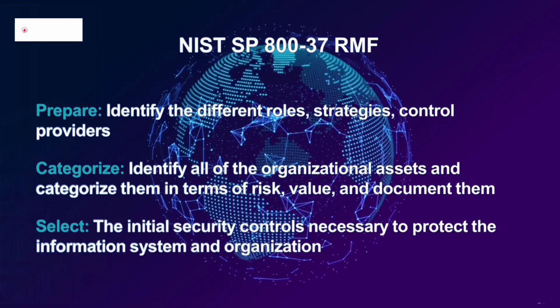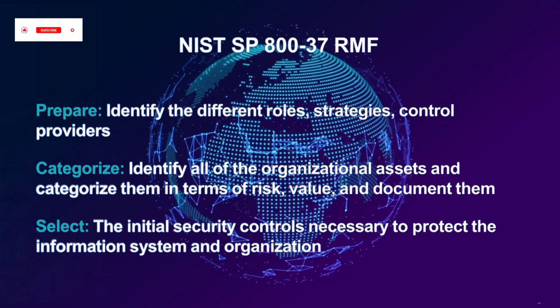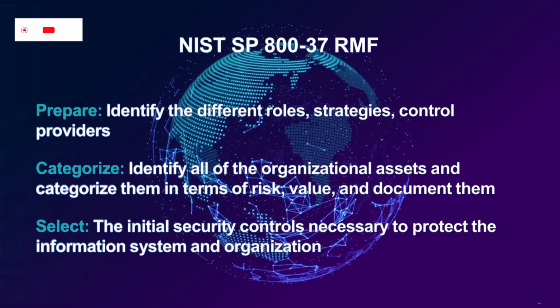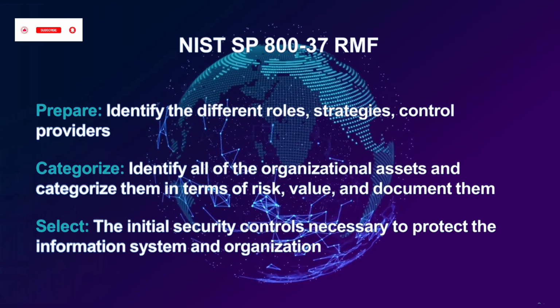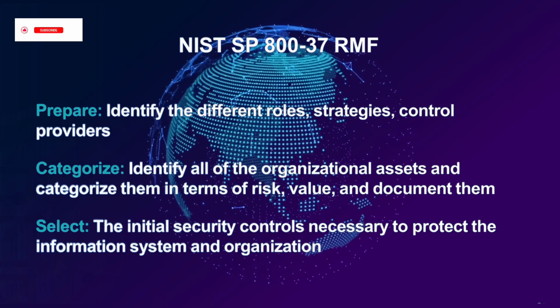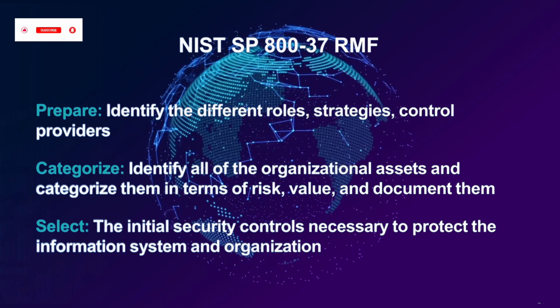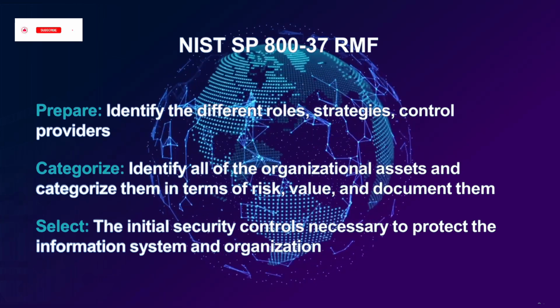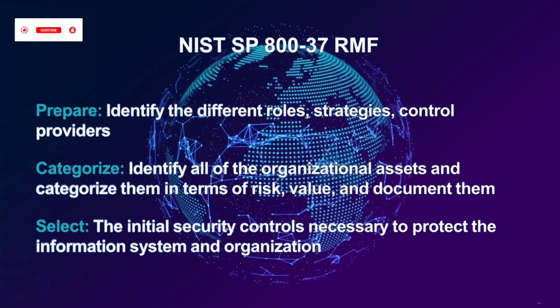Are we processing top secret information? Are we processing confidential information? Are we processing trade secret information? Do we have intellectual property? Do we have PII, or personally identifiable information? You are going to categorize all of this. Then you are going to select controls based on that.